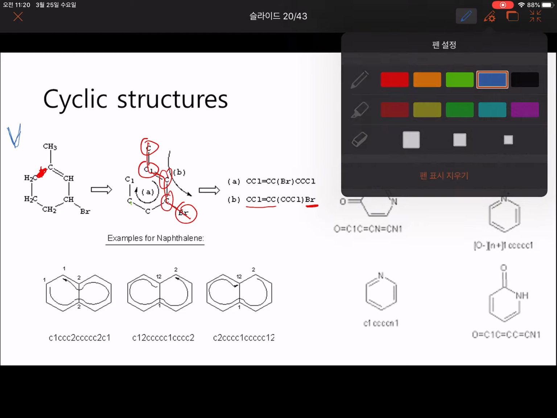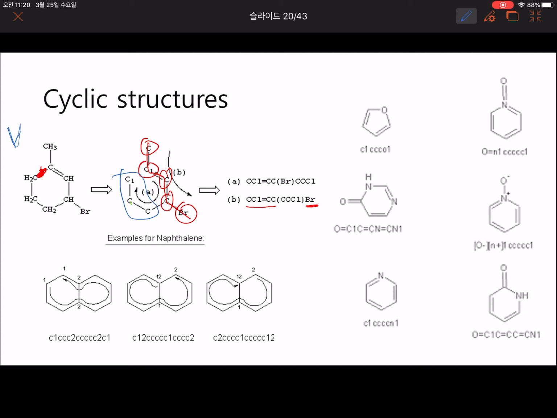But we can think that this part is branched, then this branched part is put into parentheses, and C1 is written and covered by parentheses, right? But C1 and C1 indicate that these two atoms are actually connected. So the ring is closed here. The ring should be closed between these two atoms.